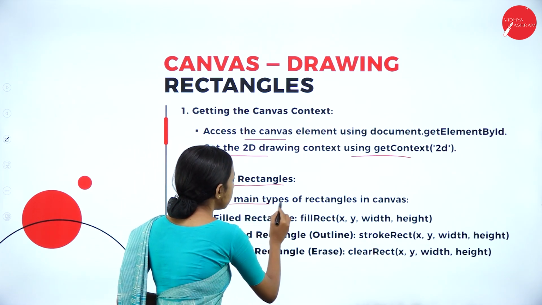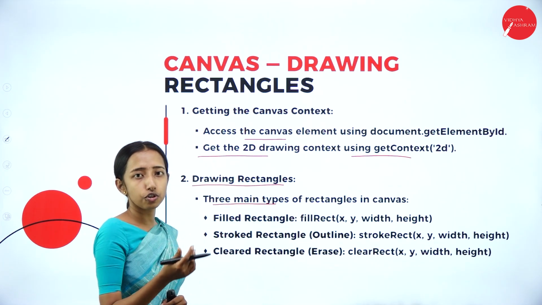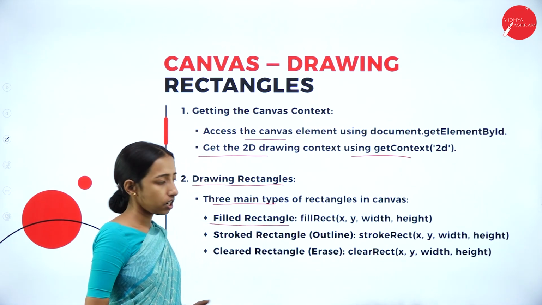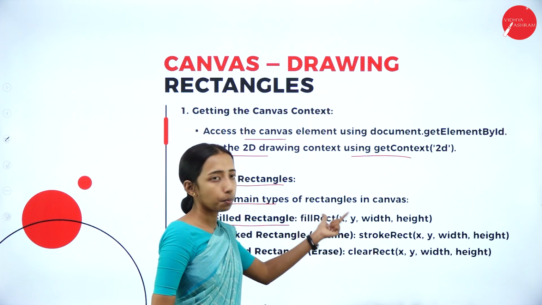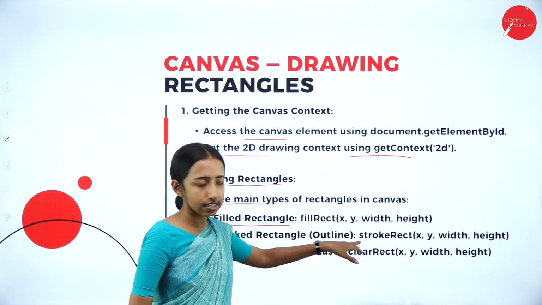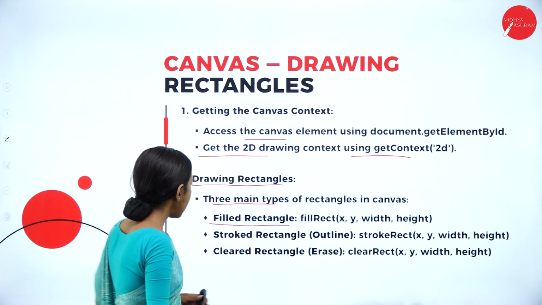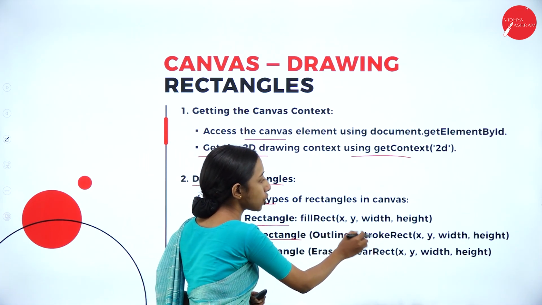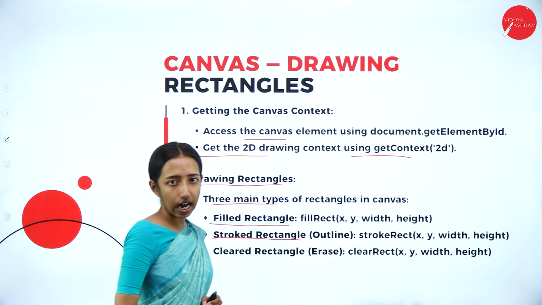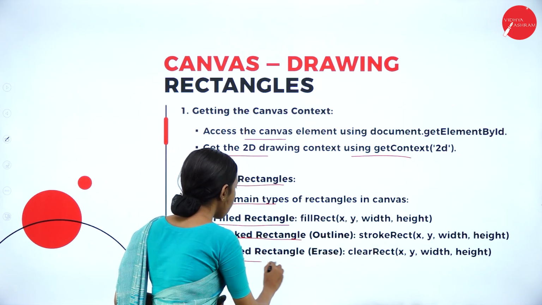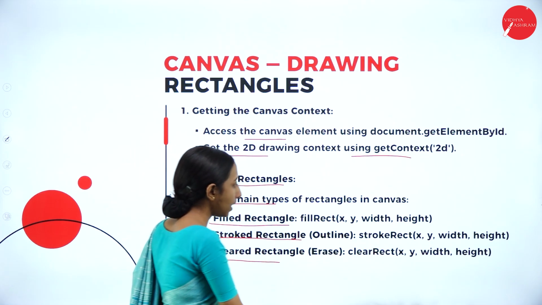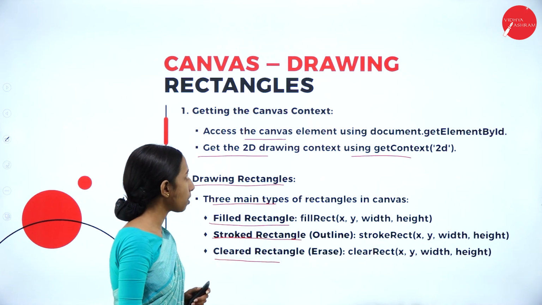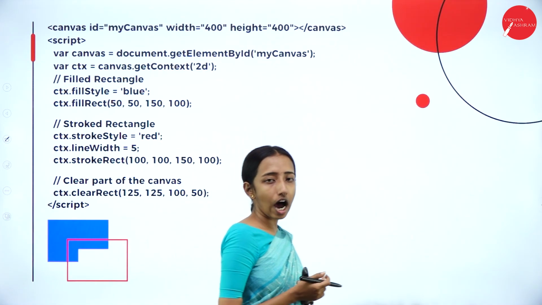So the main thing we are having is 3 ways to draw the rectangle. Here, the filled rectangle: it is the fillRect method, where we will be specifying the axis with the height and width. The next one is a stroked rectangle, that is the outline, strokeRect, with the X, Y, width, height. And next, the cleared rectangle, that is erasing, and here it will have the same thing, that is X, Y and height and width. So using those 3 we can draw.